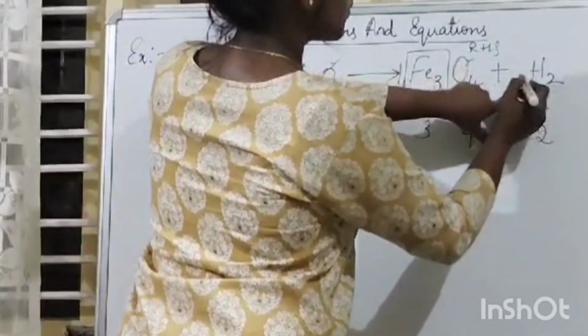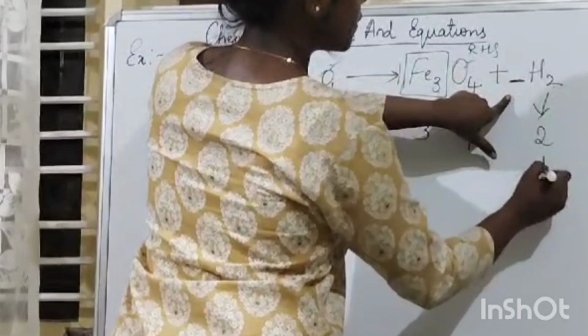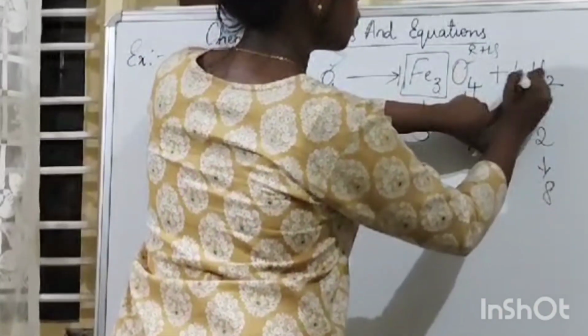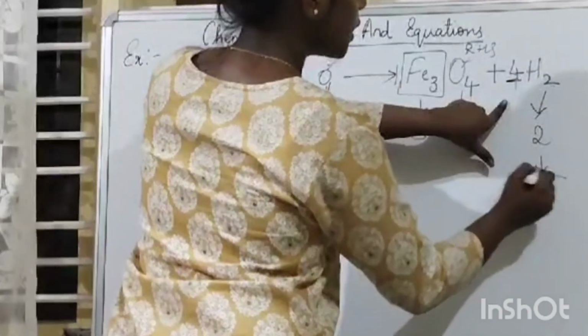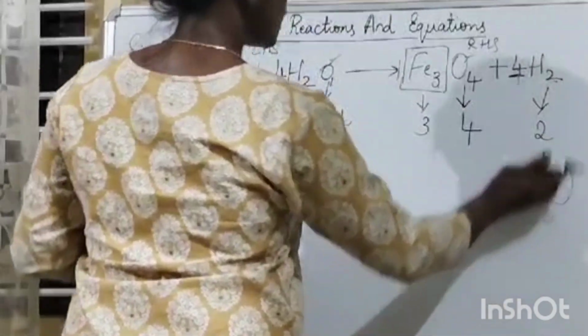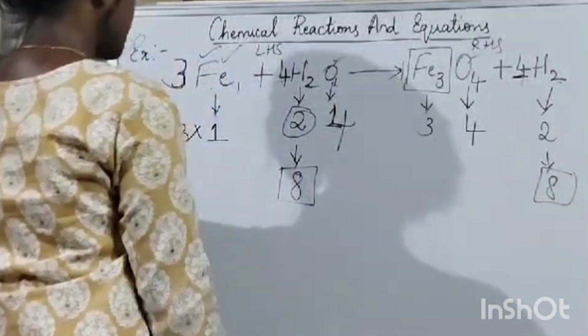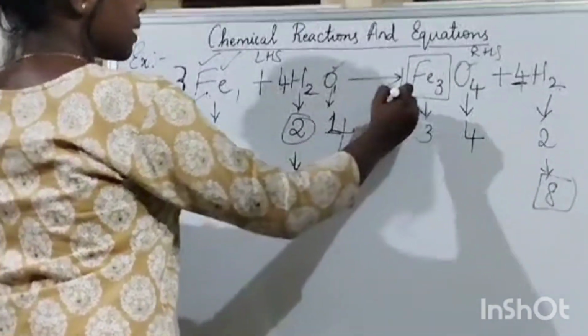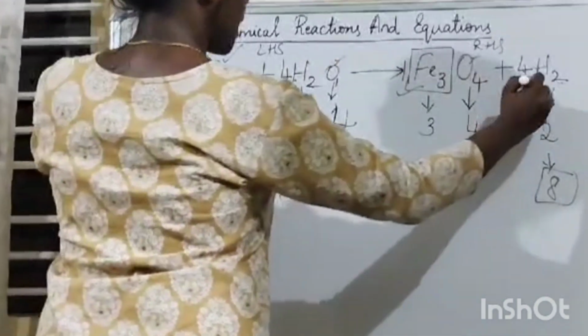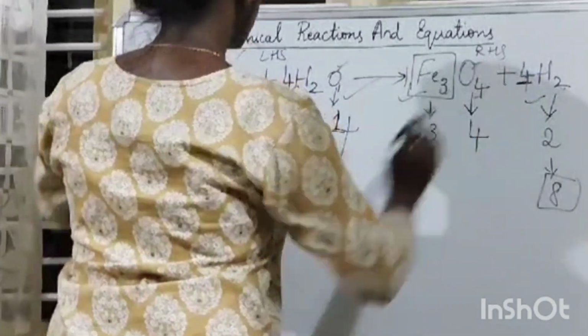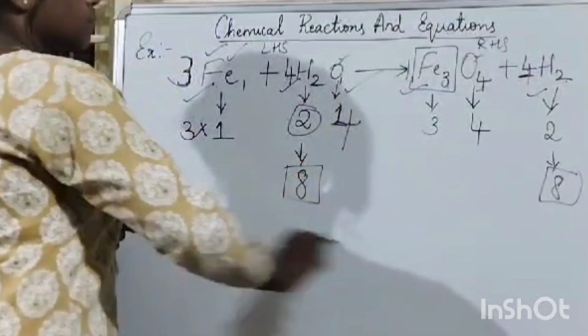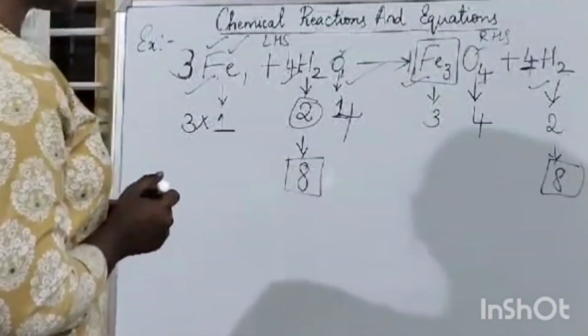So 2 multiplied by which number will give us 8? It is 4. So 4 twos is 8. So hereby hydrogen is also balanced. So Fe is balanced, hydrogen is balanced, oxygen is balanced. So this is how you will balance the given chemical reaction.